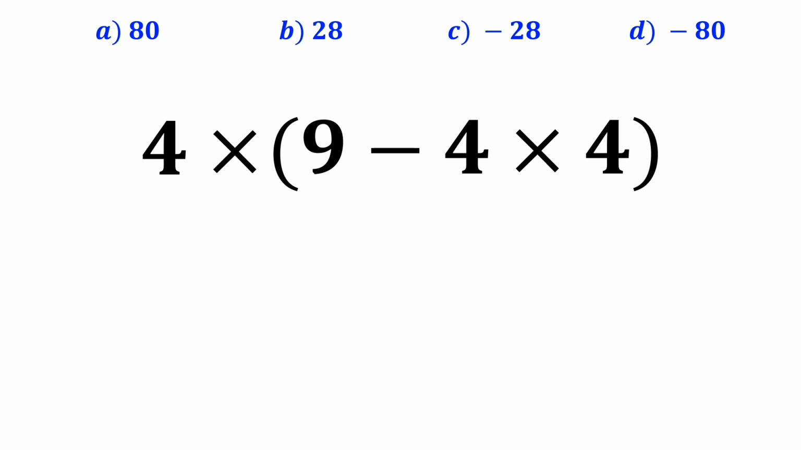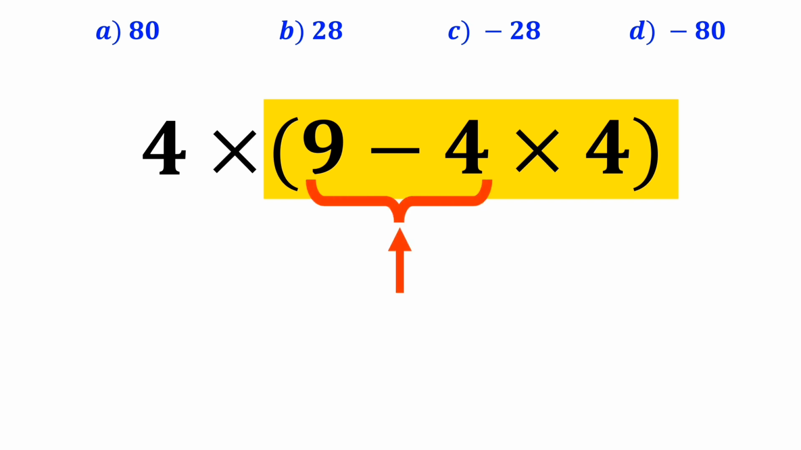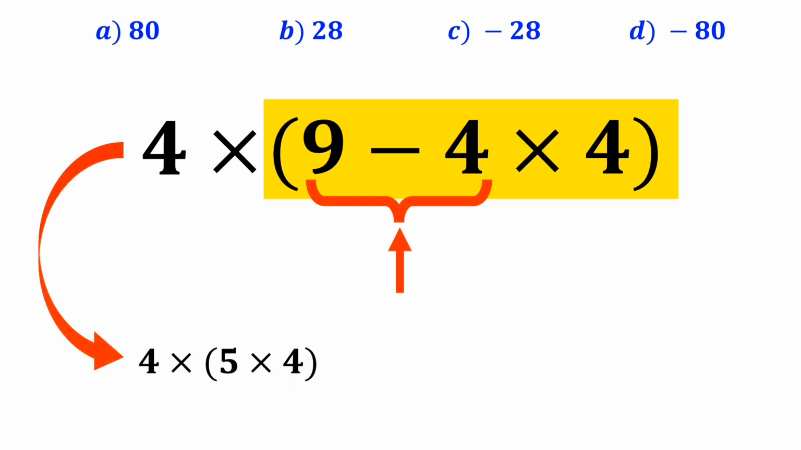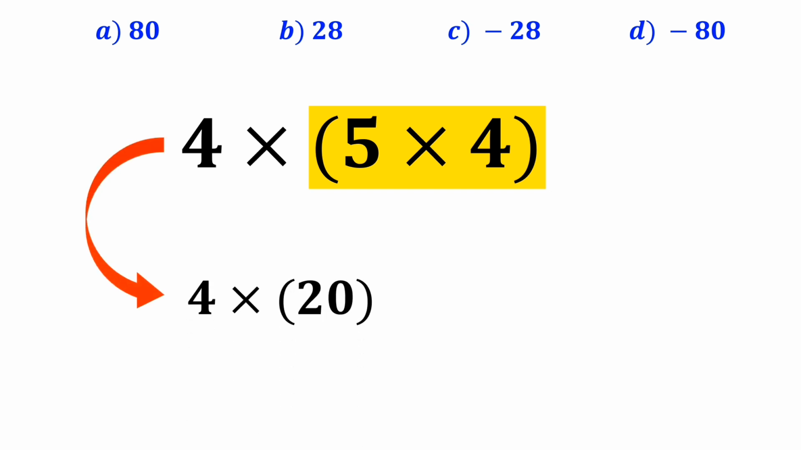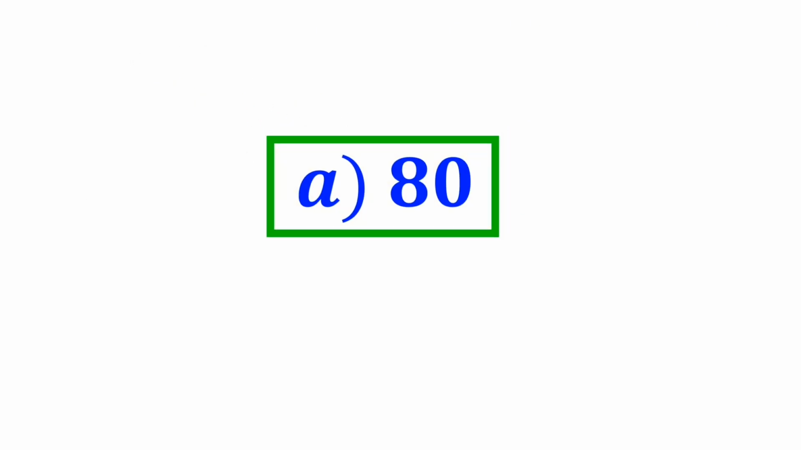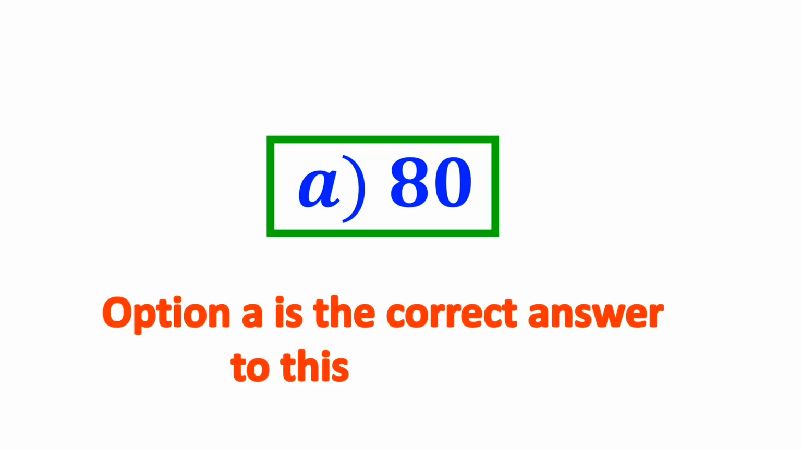Many people, as the first step to solve this question, go straight to the parentheses, which I highlighted in yellow, and start with the expression 9 minus 4, which becomes 4 times (5 times 4). In the next step, they calculate the expression inside the parenthesis, which is 5 times 4. So it becomes 4 times 20. And finally, they get the answer 80. Then, without hesitation, they quickly say that option A is the correct answer to this question.